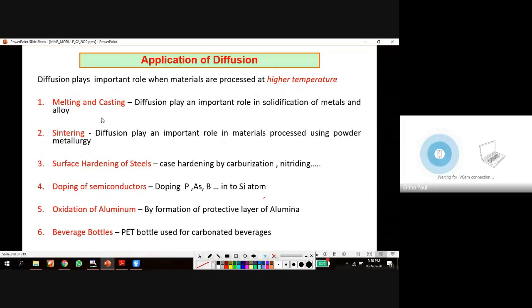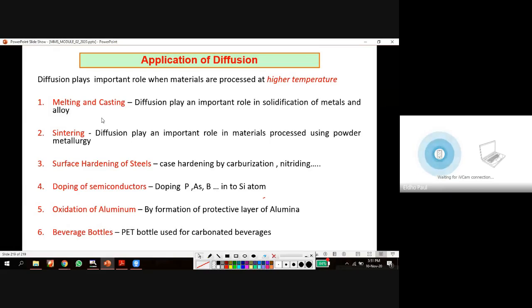Surface hardening: we already discussed carburizing the surface of a gear in order to avoid wear of the gear, or to improve the wear property of the gear. For that we provide a carbon-rich surface for the gear, where we use the carburizing process. Similarly, we can introduce nitrogen into the surface by nitriding. So all these are surface hardening processes to improve the wear resistance property. For that, diffusion plays an important role.